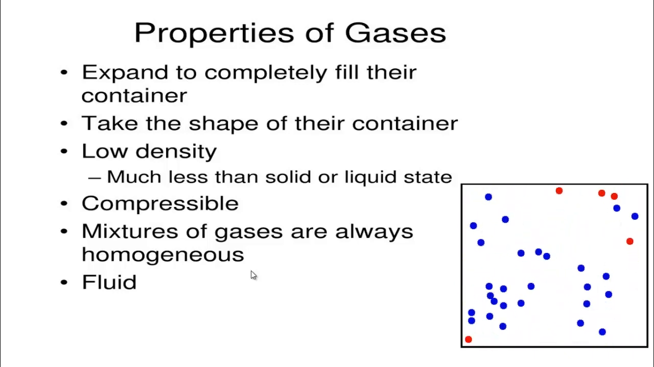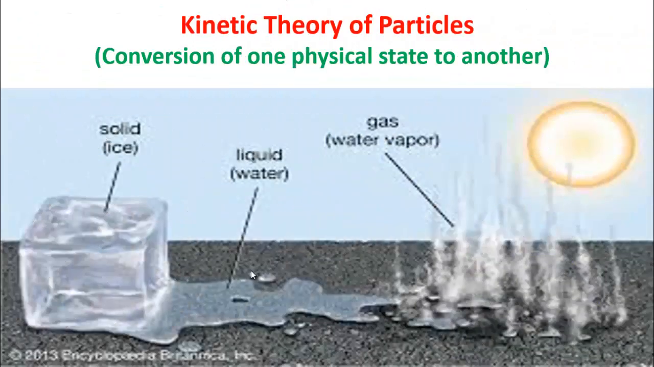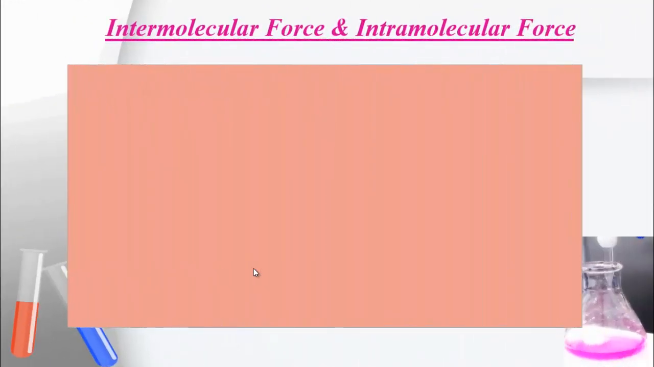Now I will discuss my next topic, and that is kinetic theory of particles. Actually, kinetic theory of particles is the conversion of one physical state to another. That means how a solid substance is converted into its liquid state, or a liquid substance is converted into its gaseous state. Mainly now I am discussing this. And before understanding the kinetic molecular theory, you have to know some related terms.